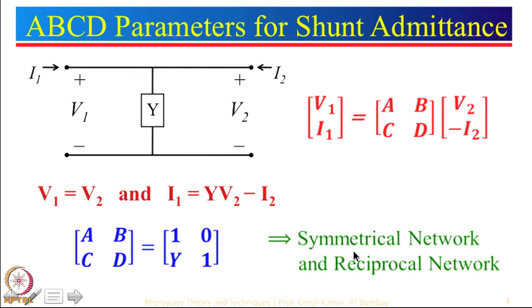Again, you can say that this is a symmetrical network. Why? Because A is equal to D. It is also a reciprocal network because AD minus BC will be equal to 1. So, 1 into 1 is 1, minus 0. So, AD minus BC is equal to 1.